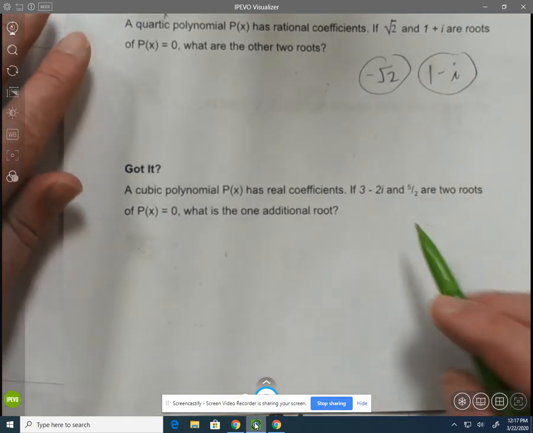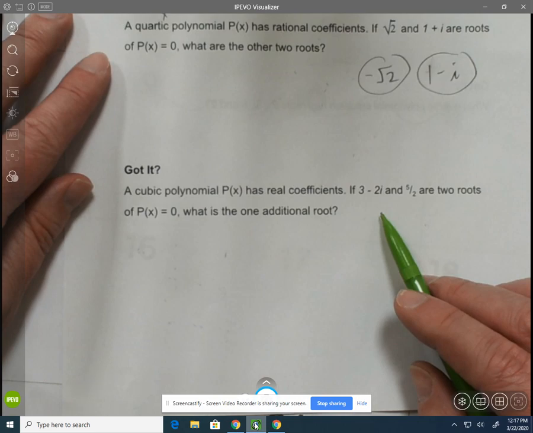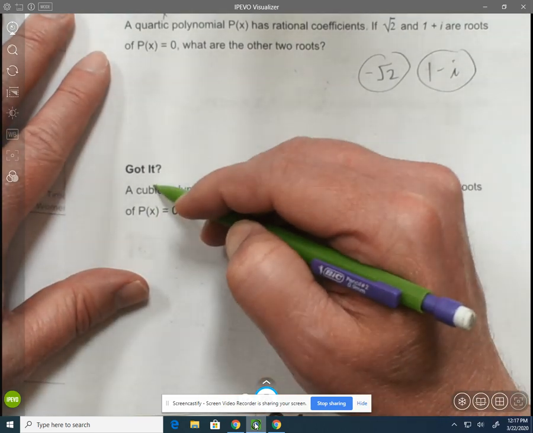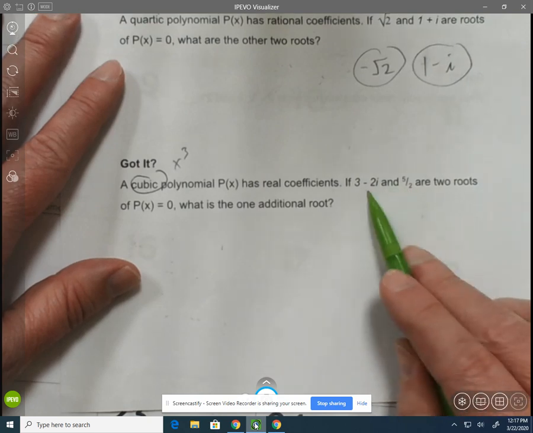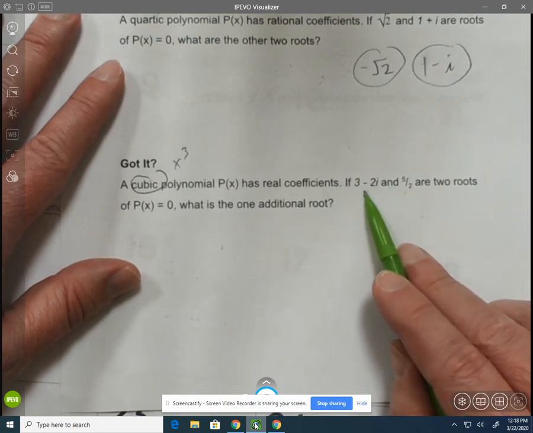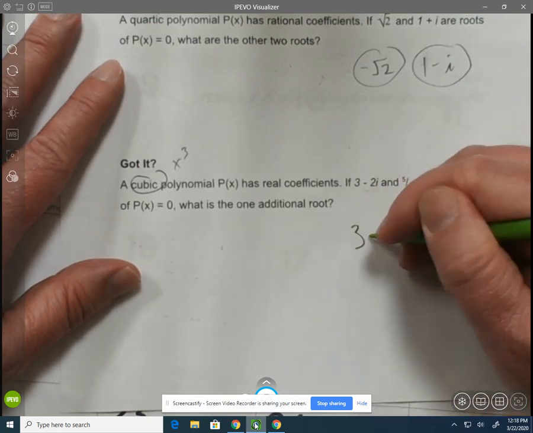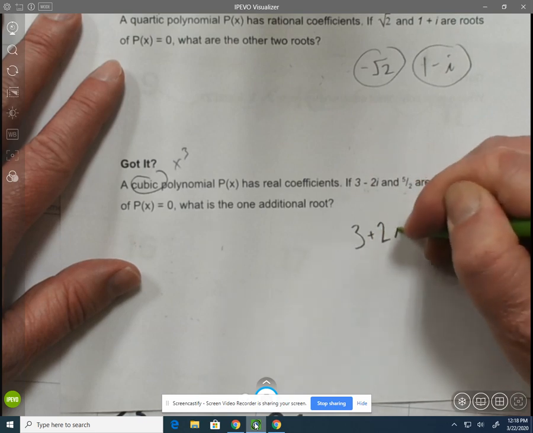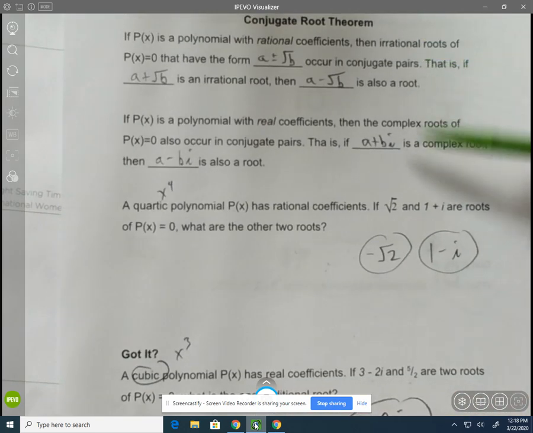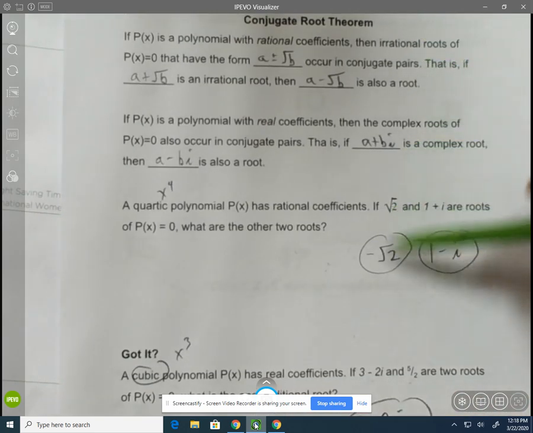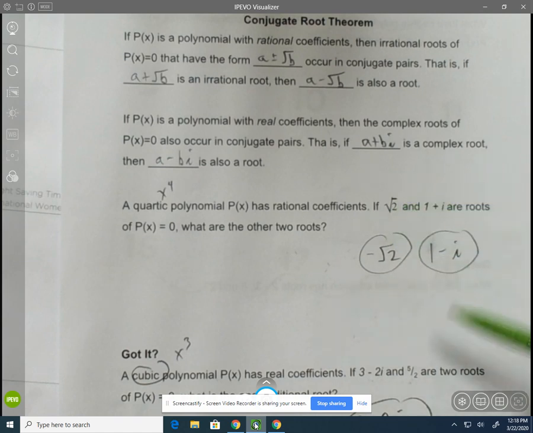Okay, similar thing down here. So we've got a cubic, all right? Cubic is an x to the 3rd, so I know there's only 3 solutions. And they've given me 2 of them. What's that third one? Well, if 3 minus 2i is there, then 3 plus 2i also has to be one of those roots. So sometimes we can use this conjugate root theorem to find that twin or that partner answer that goes along with these things, okay, without actually having to do synthetic division.